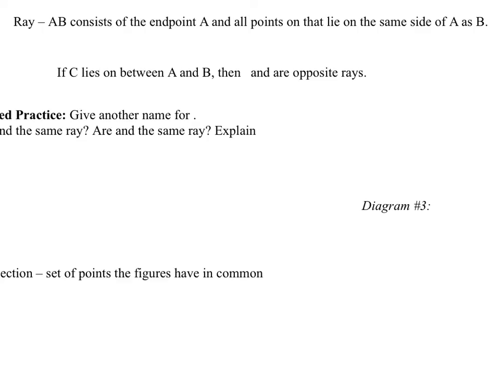The second thing we want to define is a ray. So ray AB consists of endpoint A and then all the points on the line on the same side as B. So if I'm writing this out, we would have A and B, and since A is the endpoint, we would have a line with an arrow on one end. So the endpoint would be A, and then the line would continue in the B direction.